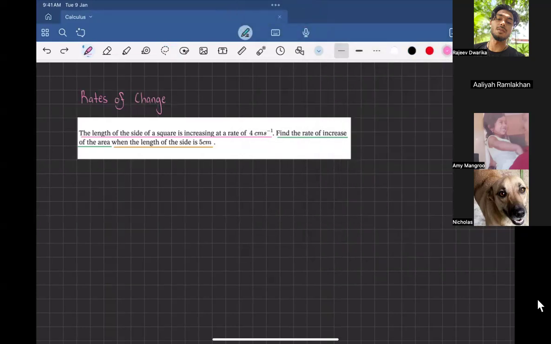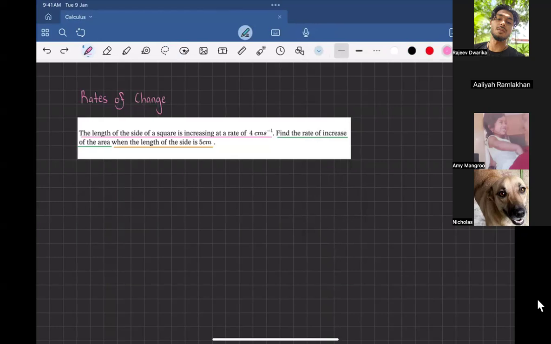Okay, here we're asking you, what is changing? The length. And that is changing with respect to 4 centimeters per second. Time. Right. So as time passes, what happens to the length of the square? It is increasing. So the length is dependent on the time.